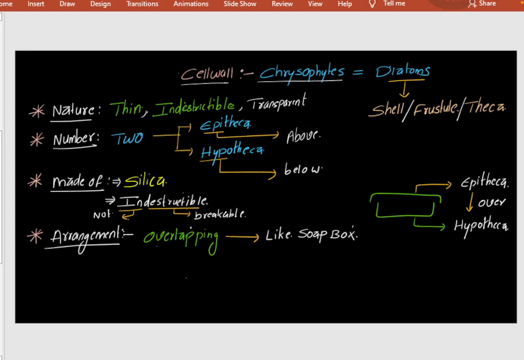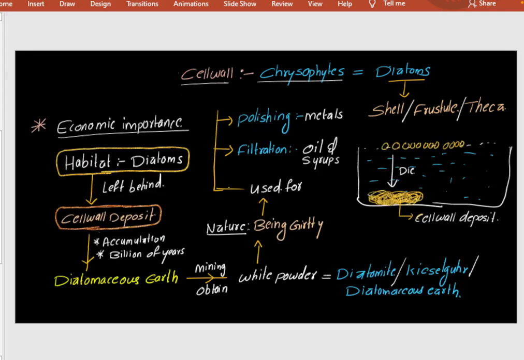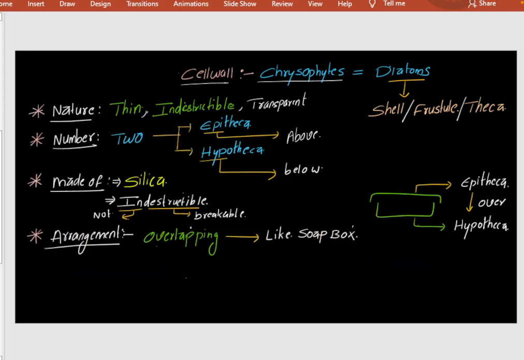Okay, so these shells are there now. Two are there. How are they arranged? One above the other, like a soap box. Below will be like this, and the cap above will be overlapping, fitting. So like this, the cell wall is overlapping. Okay, arrangement clear. Now the economic importance regarding this cell wall.